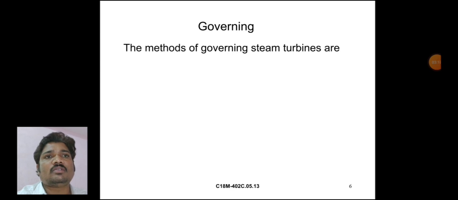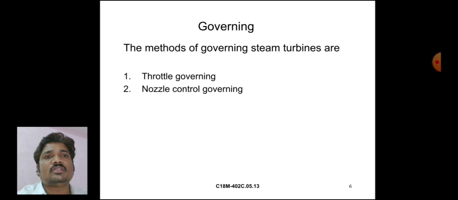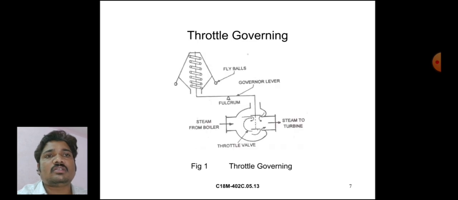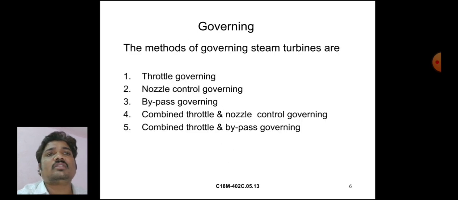The methods of governing steam turbines are throttle governing, nozzle control governing, bypass governing, combined throttle and nozzle control governing, and combined throttle and bypass governing. These are the methods of governing.